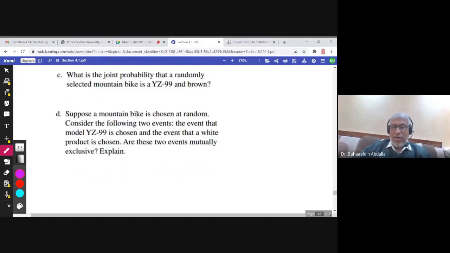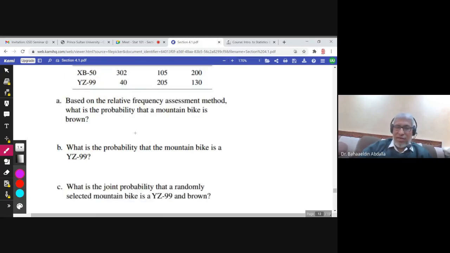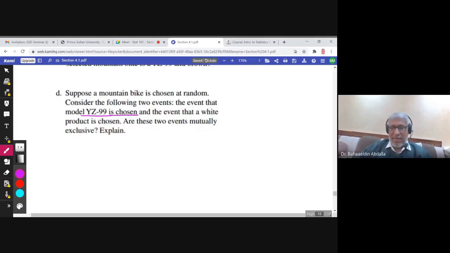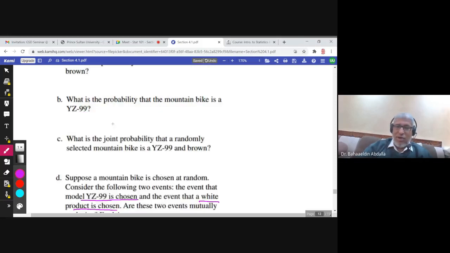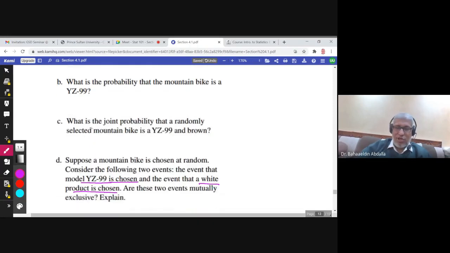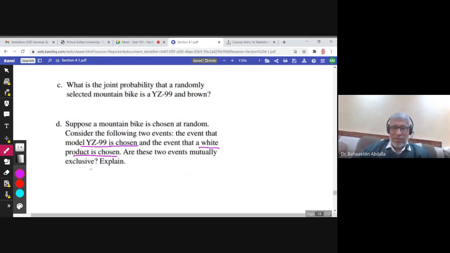Let us see part D. Suppose a mountain bike is chosen at random. Consider the following two events. The event that the model YZ99 is chosen. So that's the first event. YZ99 is chosen. What is the second? The event that a white product is chosen. Where is the white product? This is the white product. So one event white, second event YZ99. What is the question? Are these two events mutually exclusive?